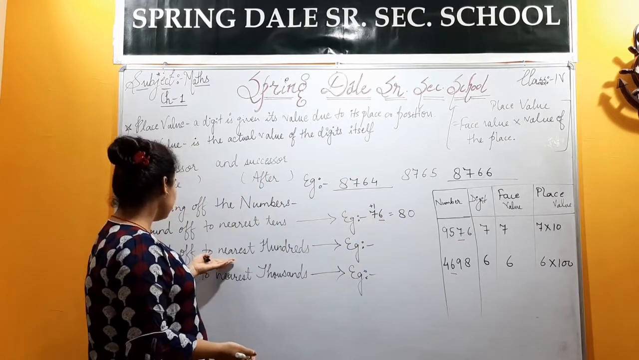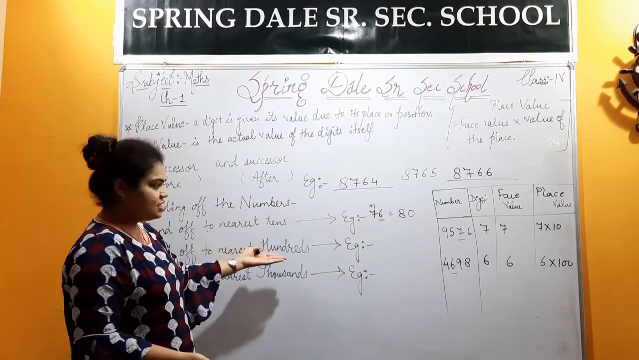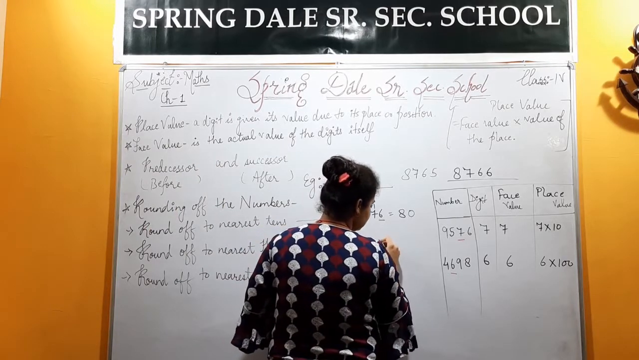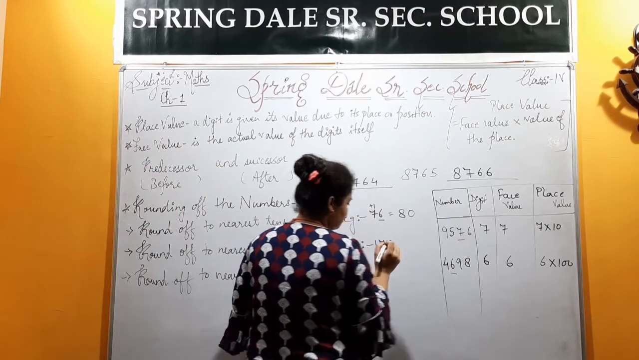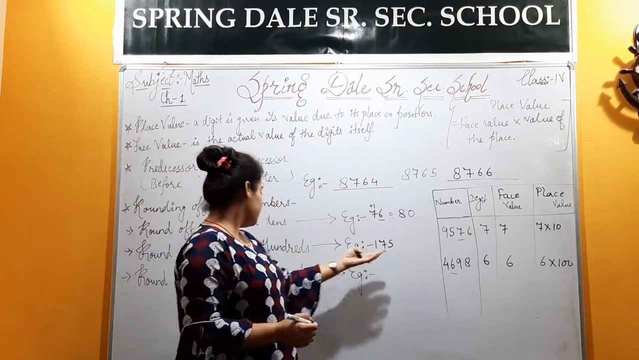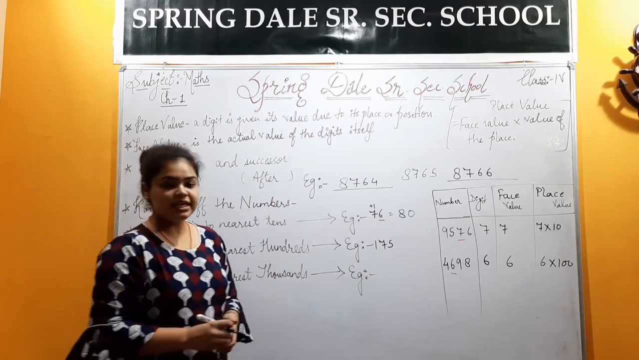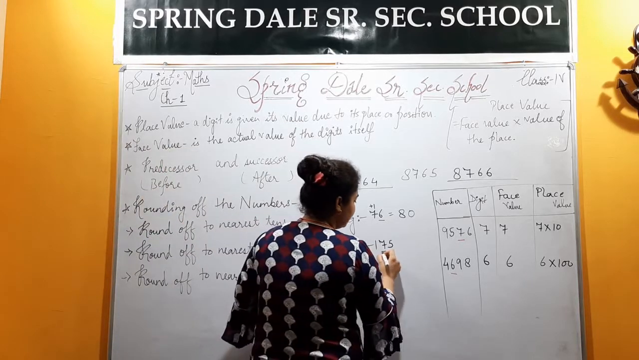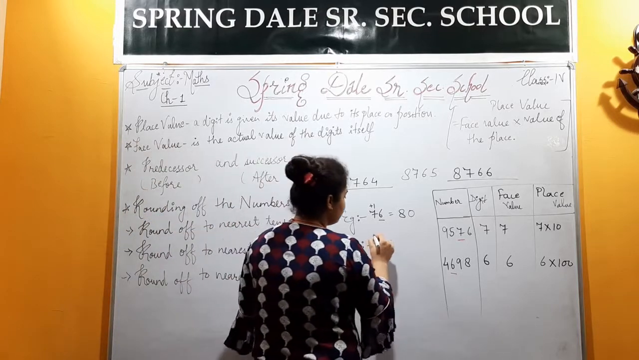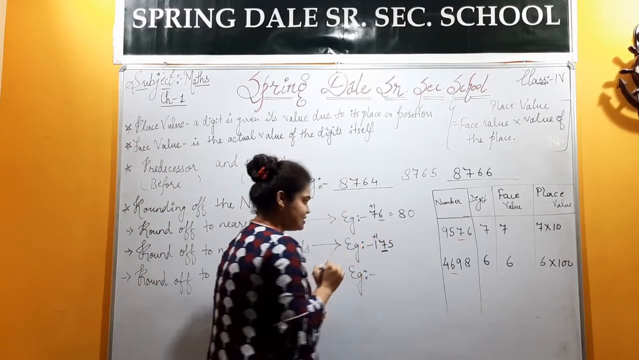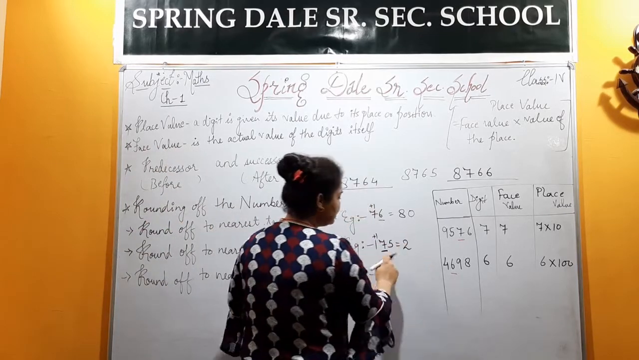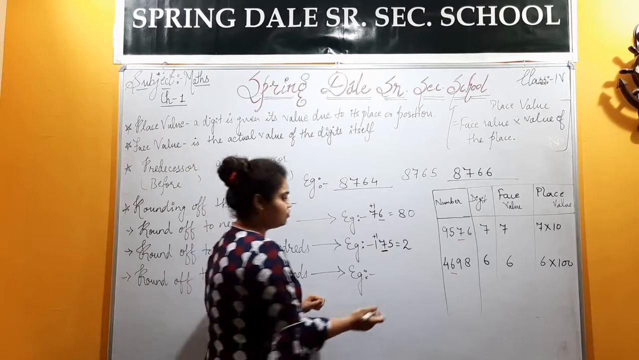Now, next we have round off to the nearest 100. Now, we take a number 175. For making this to the nearest 100, we will see the tens place. It is 7 and it is greater than 5. So, we will add plus 1 to the hundreds place and it will become 2 and the rest of the digits will be 0.